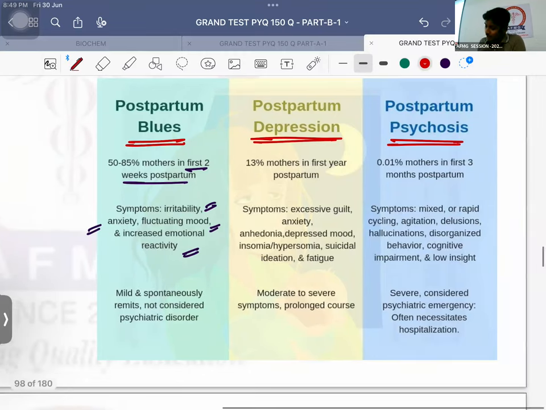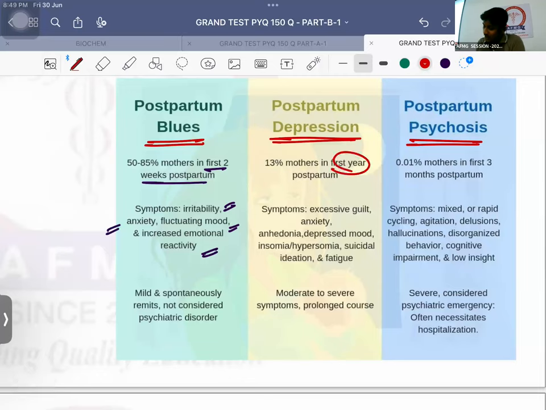Important is postpartum depression. It is usually seen in the first year of postpartum. When is it mainly seen? After 2 to 3 months usually. It is commonly seen after 2 to 3 months. And here, the patient will have all the symptoms of depression, the negative symptoms like anergia, anhedonia. All of these symptoms will be seen in case of postpartum depression. Here the patient requires treatment, definitely.